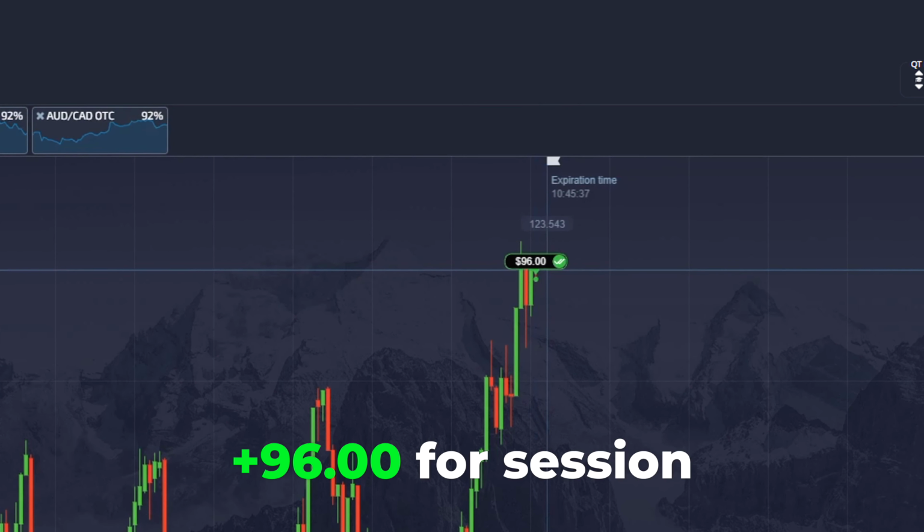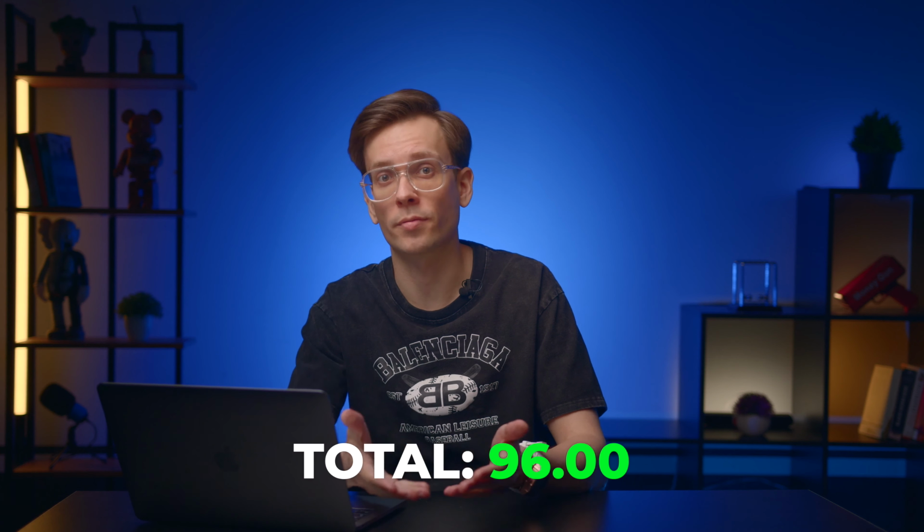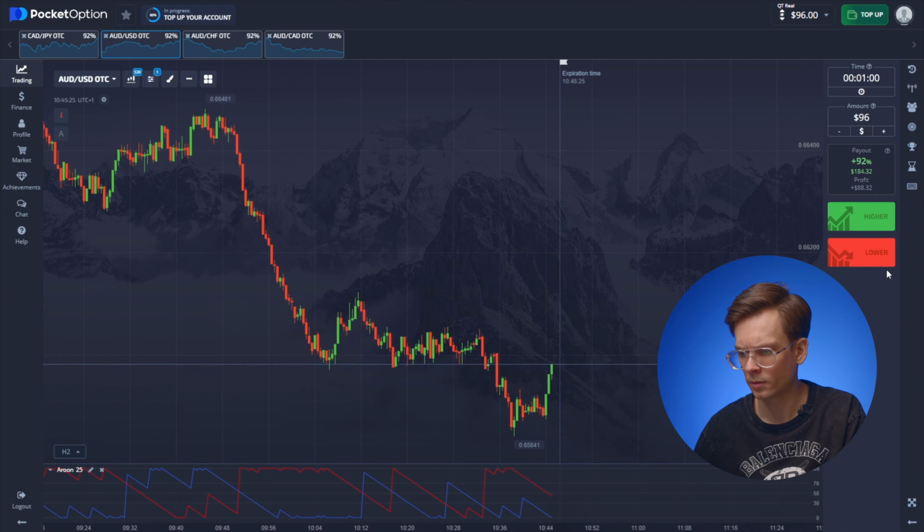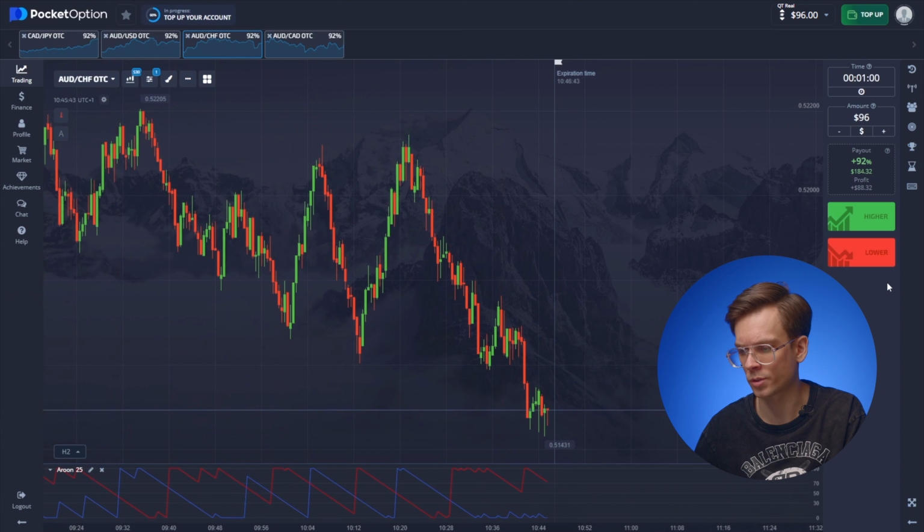There you have it. Yes, there was a retracement, but it quickly reversed and I almost doubled my deposit. Awesome. Next pair, Aussie and buck, adjusting the investment to 96. But I'm uneasy about the situation on this asset, so let's switch to Aussie and franc. Yeah, and there I'm definitely hitting lower.